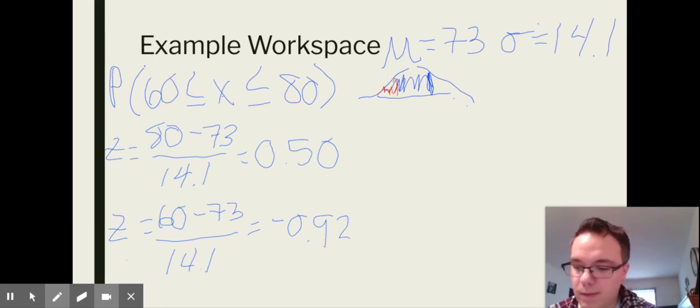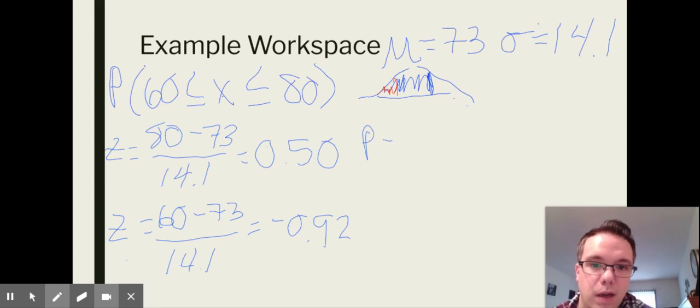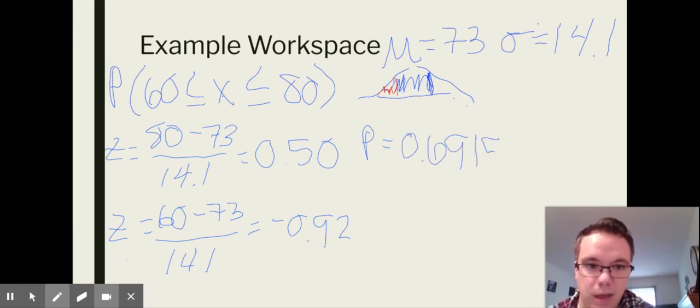All right. To find my probability then, I don't have a lot of room to write, so I'm just going to write P for probability. I'm going to find my probability for my bigger one. So for 0.50, you get 0.6915. And I'm going to subtract away the probability of being less than or equal to my second z-score.